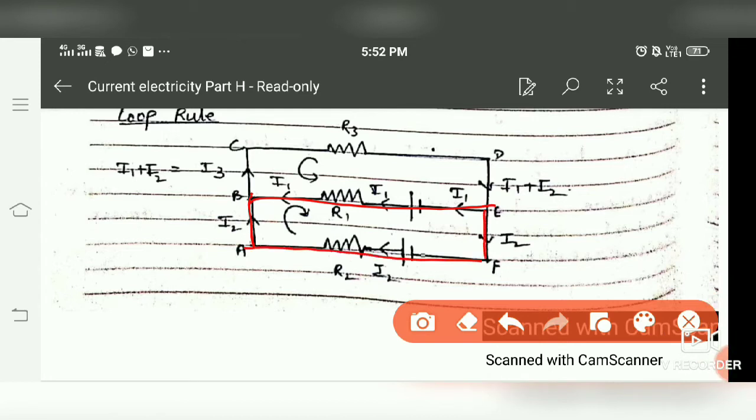Suppose we take it in the clockwise direction. One thing you must keep in mind first of all is that current is always from positive to negative. So this is current I2 in this direction, and this is also current I1, but it is in this direction. Secondly, if we are entering from negative and leaving from positive, then it is taken as positive, but if we are entering from positive and leaving from negative, then it will be taken as negative.